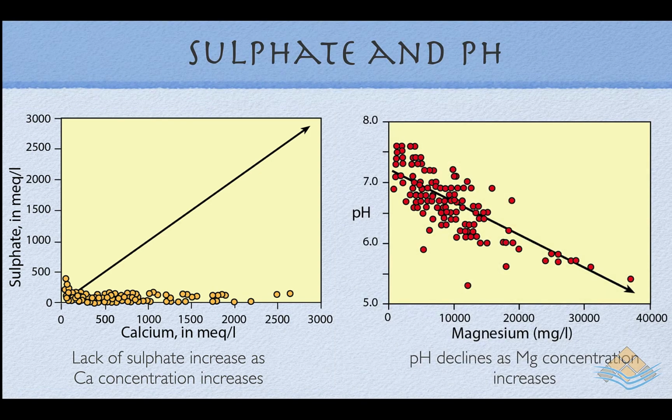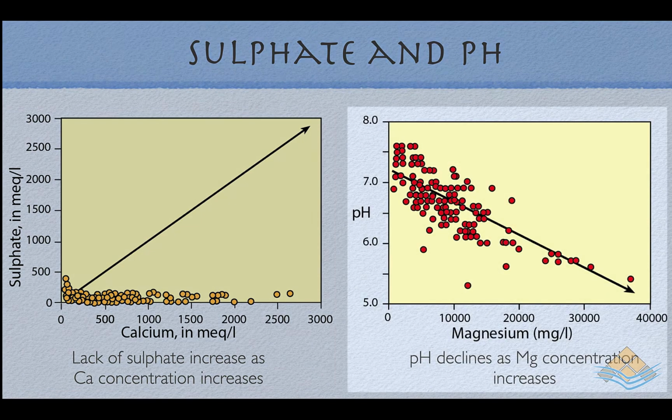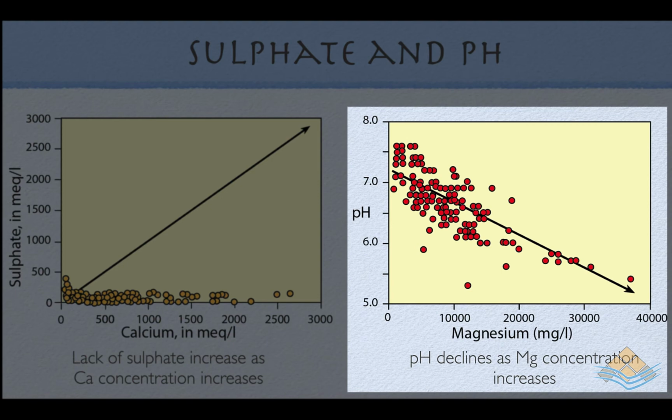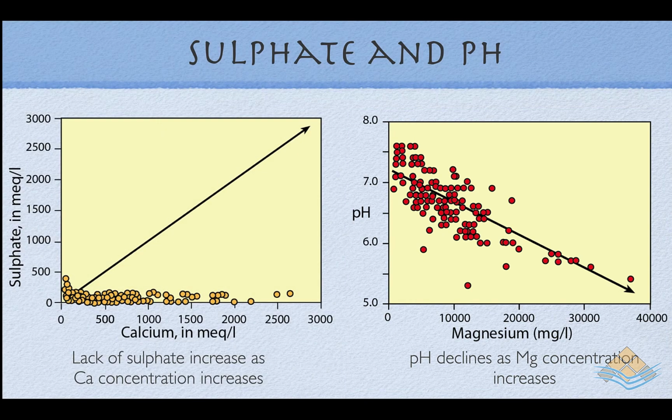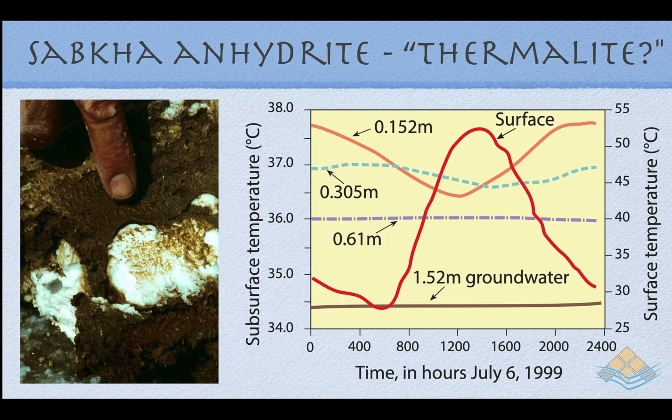And there is also, as one sees in a lot of brine systems, a pH decline as the concentration of the capillary waters and the magnesium proportion in those capillary waters increases. So pH decreases, waters become more acidic as the concentration increases. And there is definitely in this system an excess of calcium over sulfate. But the most interesting conclusion was the nature of precipitation of the Sabkha anhydrite itself.